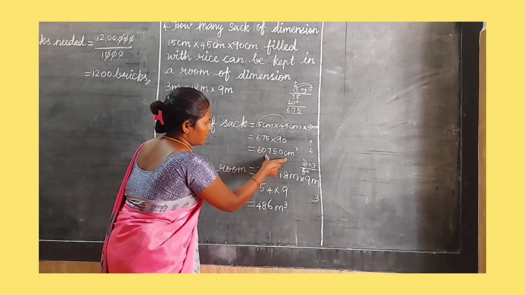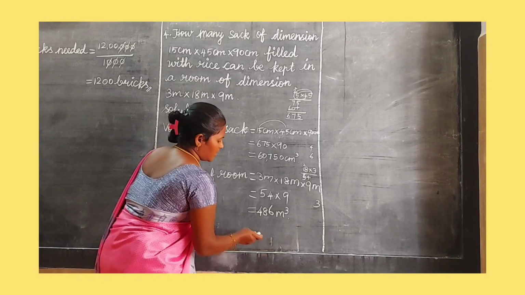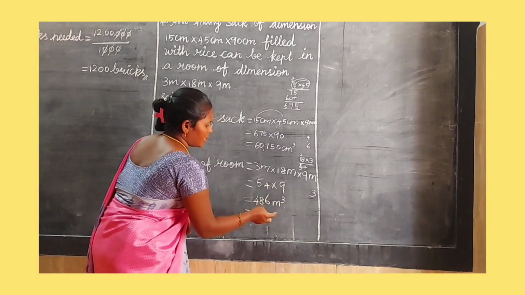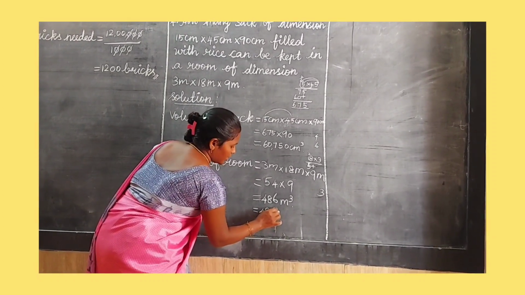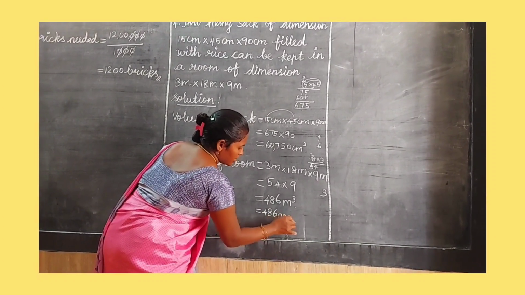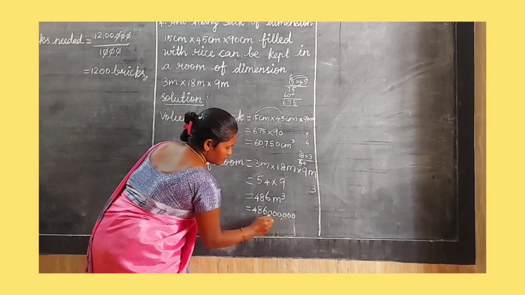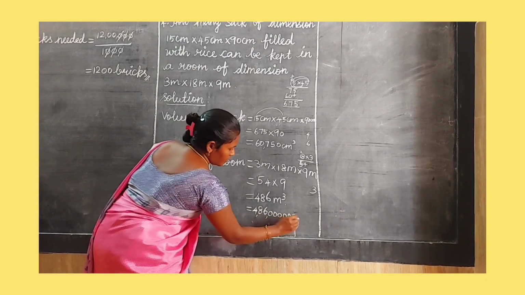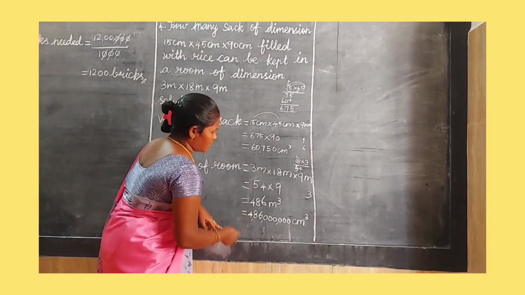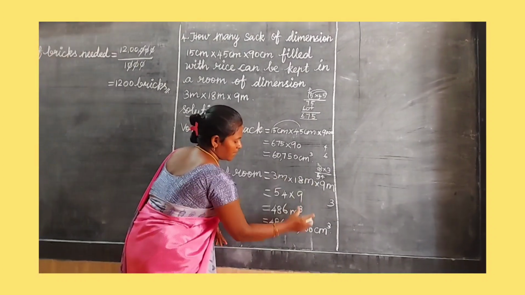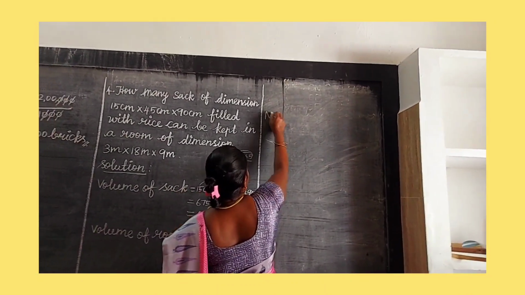The sack value is in centimeter cube and this value is in meter cube. So we have to change to centimeter, which means we multiply by 100. So 3 times we have to multiply, and we get 6 zeros. So 486 adding 6 zeros gives the answer in centimeter cube. 1 meter is equal to 100 centimeter. So 3 times we multiply. Now we have to find the number of sacks.